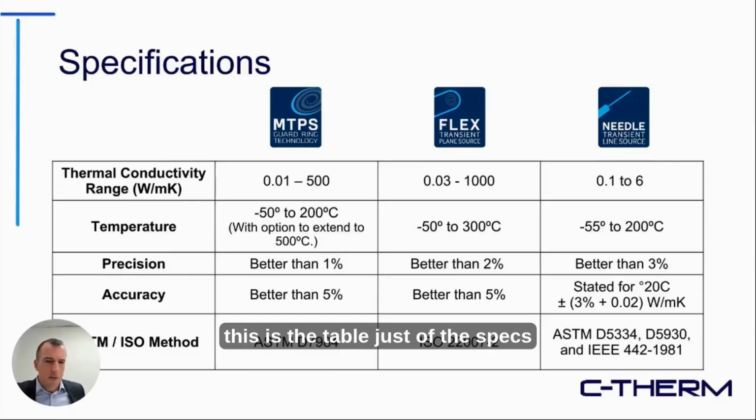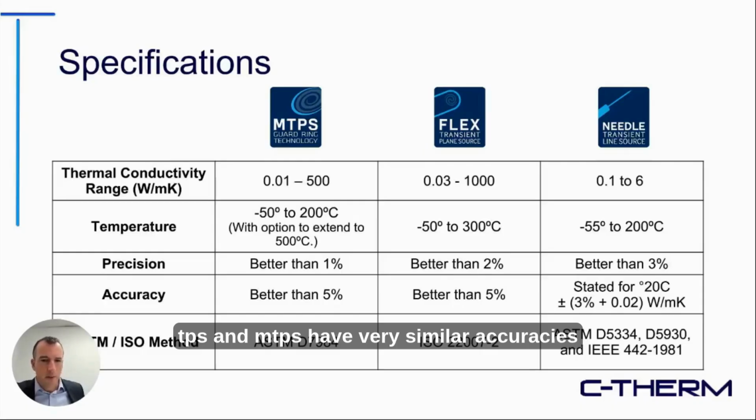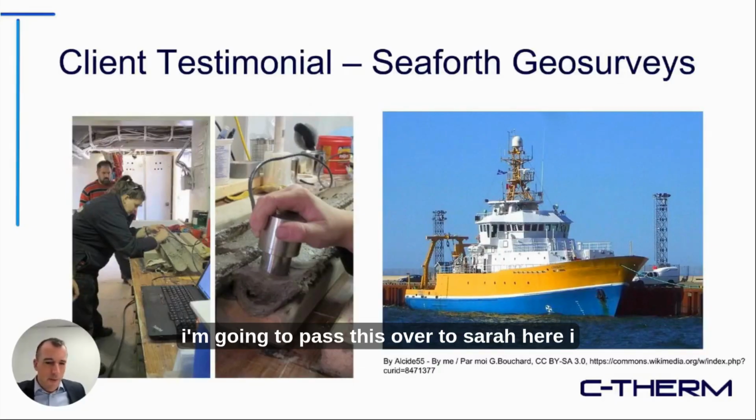This is the table just of the specs in terms of the ranges. I'll let you read those. The most precise technique is the MTPS. TPS, Flex TPS and MTPS have very similar accuracies. The needle transient line source is stated a little bit differently. It's rated to the temperature, and then it drifts out further the wider the temperature range. But you get a good sense of the overall capabilities of these systems and the broad range of ASTM and ISO methods that this platform supports and conforms to. I'm going to pass this over to Sarah here.